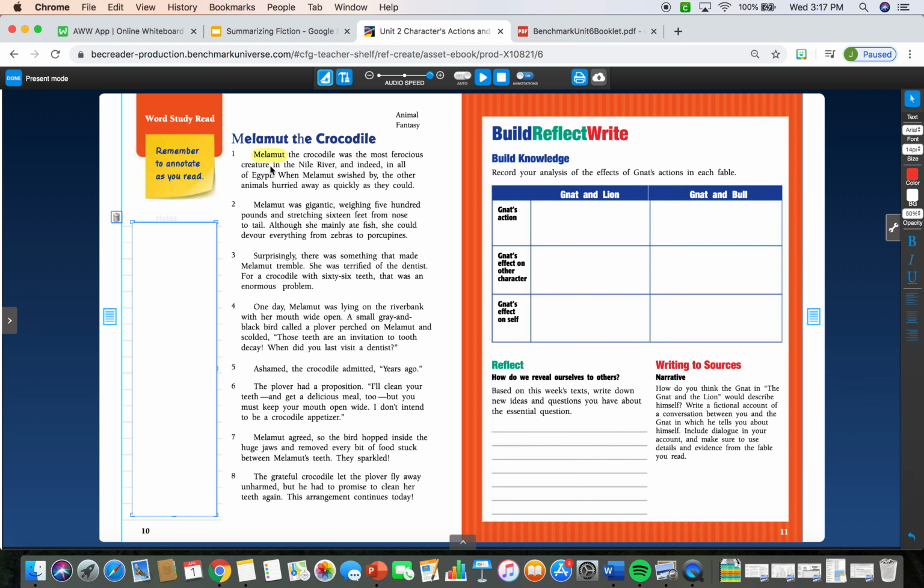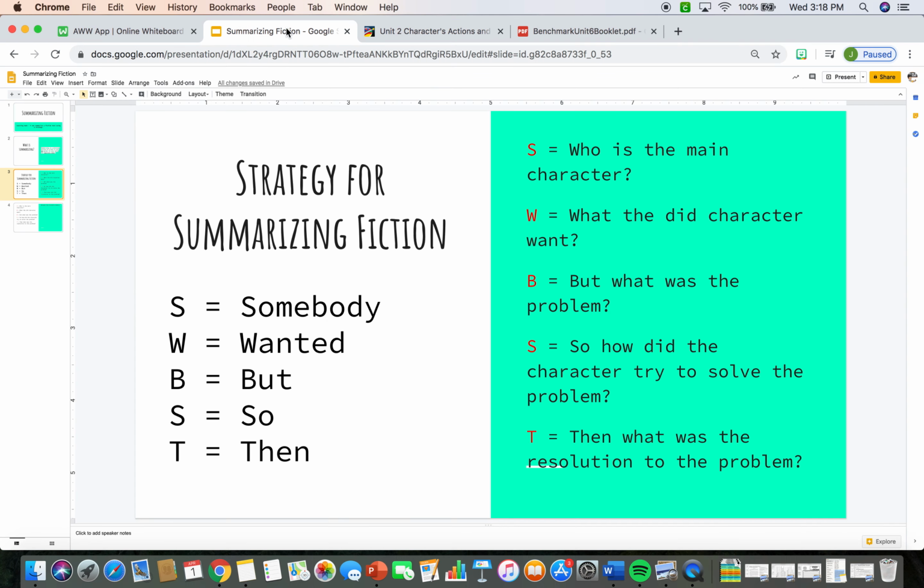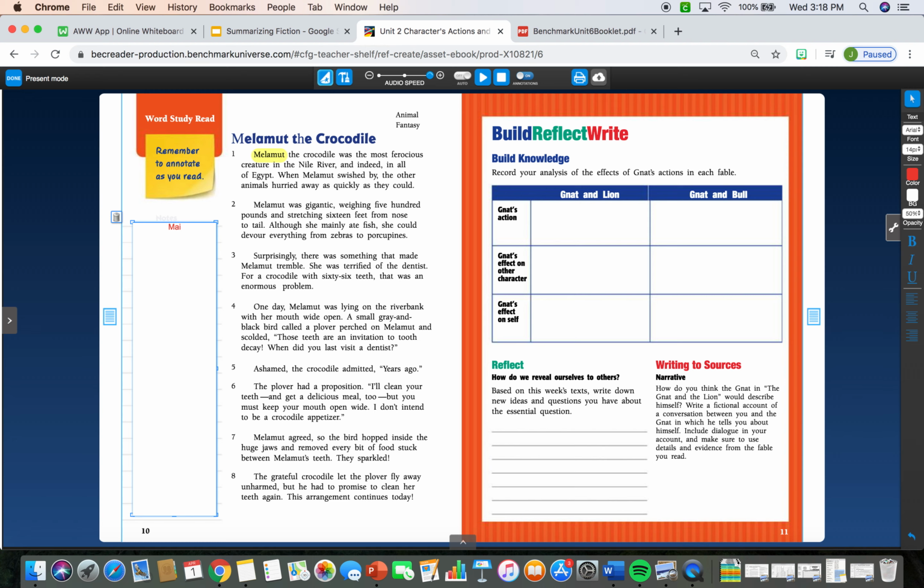Malamut the crocodile. Malamut the crocodile was the most ferocious creature in the Nile River, and indeed in all of Egypt. When Malamut swished by, the other animals hurried away as quickly as they could. Oh, okay, so we do have a main character, and our strategy says, well, somebody who's the main character. We have that. So S, main character, is Malamut the crocodile.